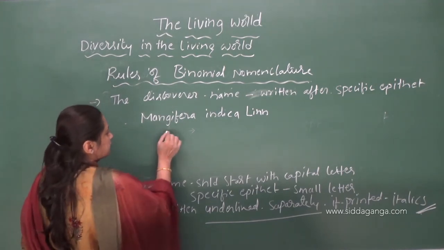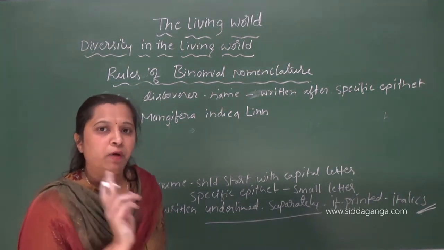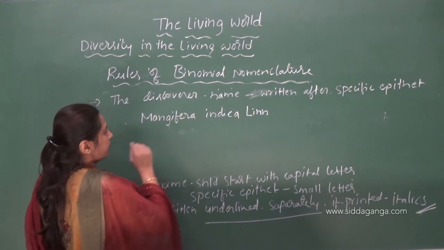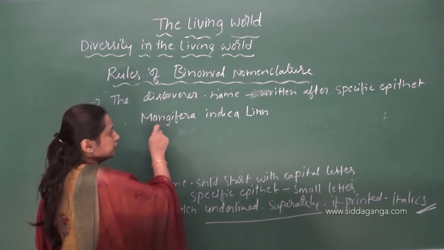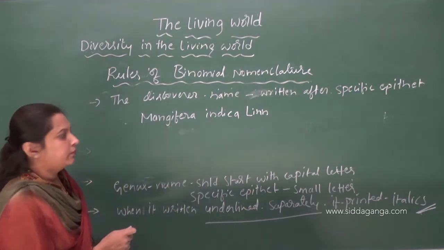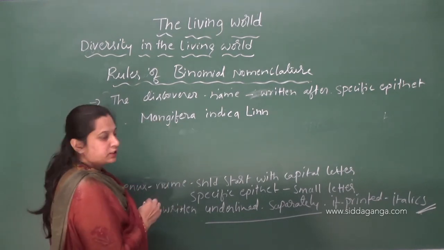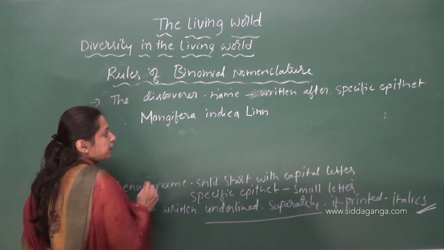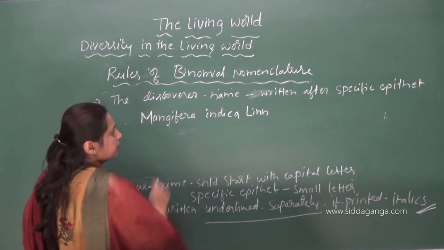According to binomial nomenclature, every living organism is given only one name, but that name consists of two parts. The first component of the binomial nomenclature is Mangifera, that is the generic name, in this example. And the second component is the species name. Okay, and the generic name should be written first, followed by the species name, and the first letter of the genus name should be written in capital letter, and the first letter of the specific epithet should be written in small letter.